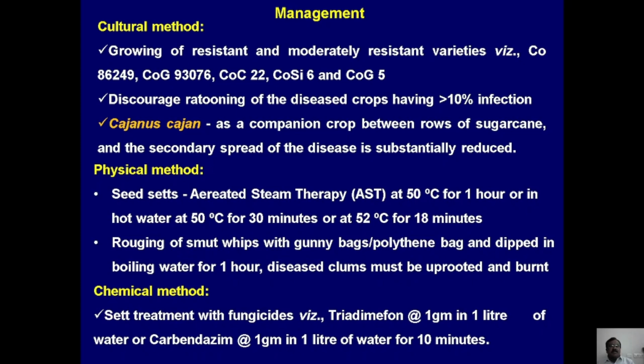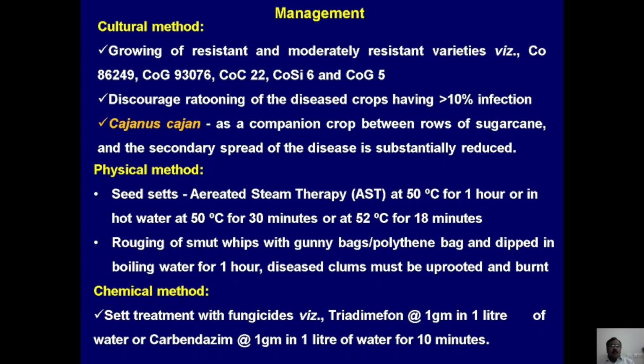And among the physical methods, there is set treatment, aerated steam therapy. Subject the sets to aerated steam therapy at 50 degrees Celsius for 1 hour, or hot water treatment. Keep the hot water at 50 degrees Celsius and immerse the sets for 30 minutes, or 52 degrees Celsius for 18 minutes. As I mentioned earlier, here also you should maintain this in all cases. For the vegetatively propagated sets, if you subject them to aerated steam therapy or hot water, the time and temperature have to be maintained exactly, otherwise it will affect the germination potential of the sets.